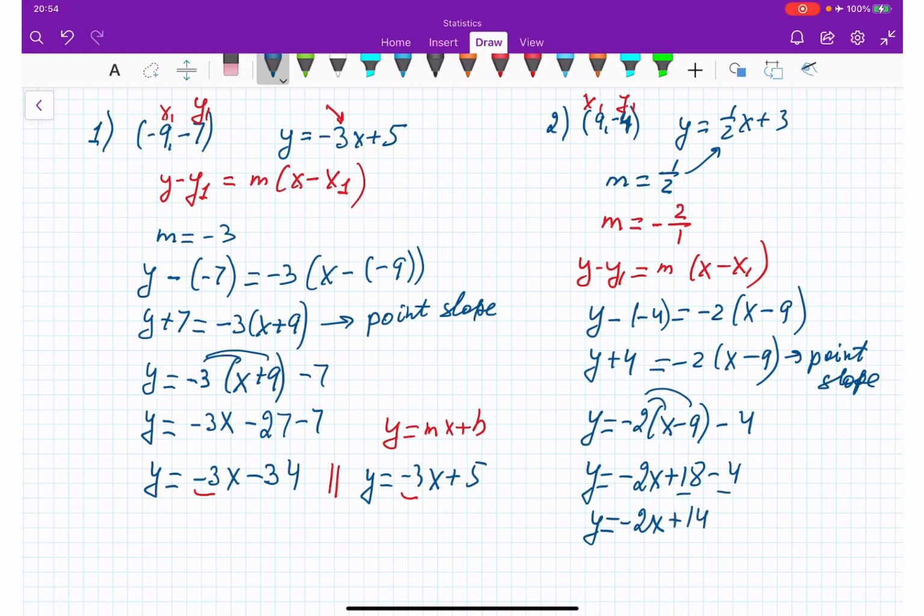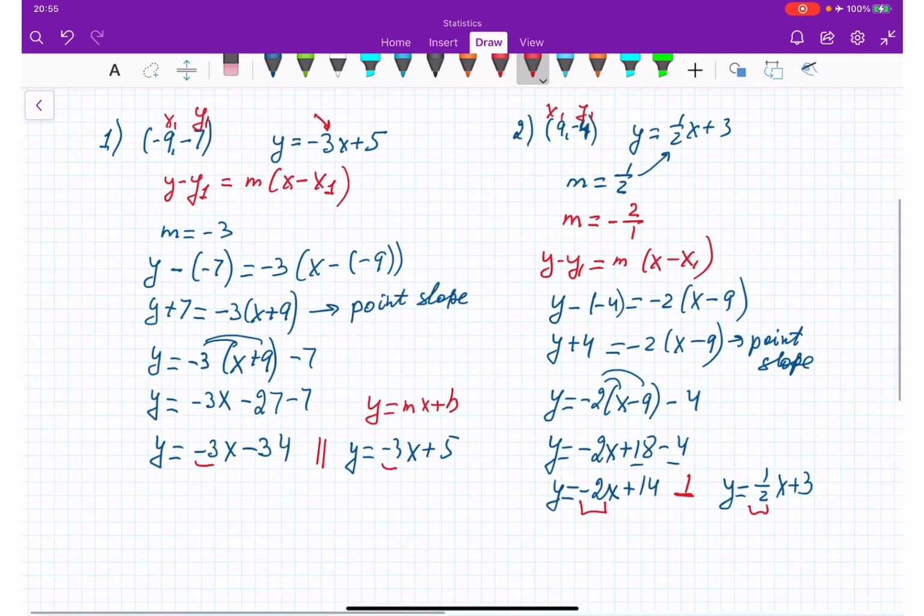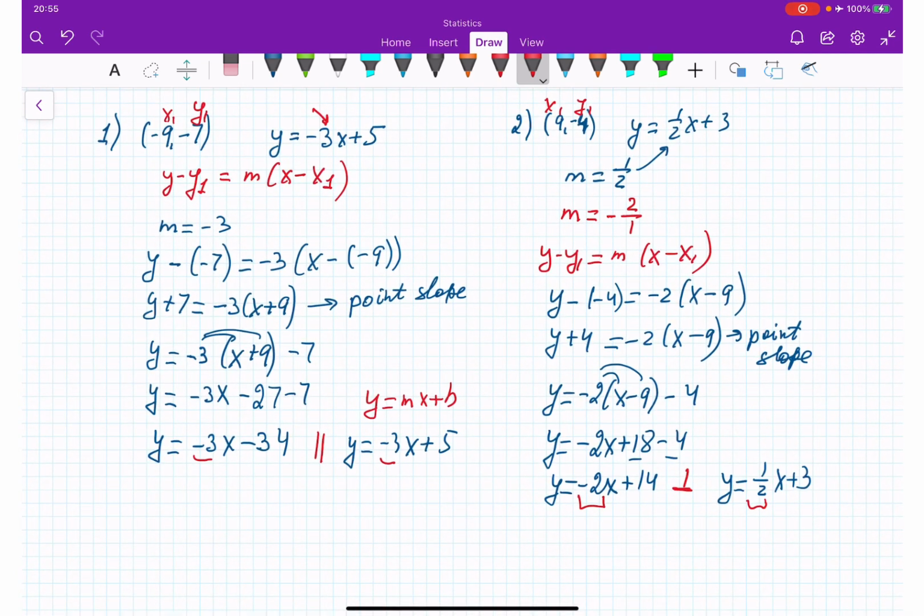Like terms. And the graph of this equation is perpendicular to y equals 1/2 x plus 3. Why is it perpendicular? Because we have slope as a negative reciprocal. 1/2, you flip 1/2, it's going to be 2, and with negative sign, it's going to be negative 2. Okay, that's all. Next one, question number 3.